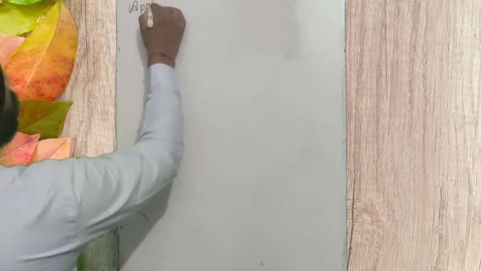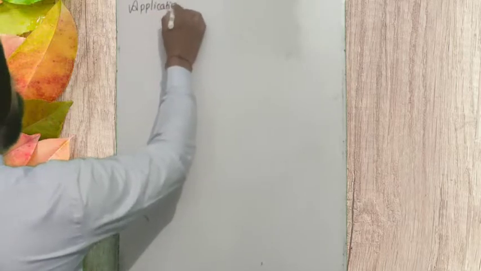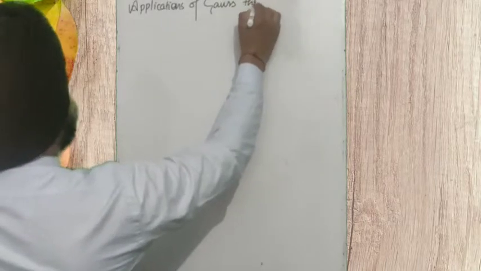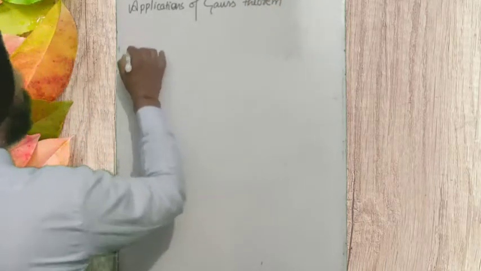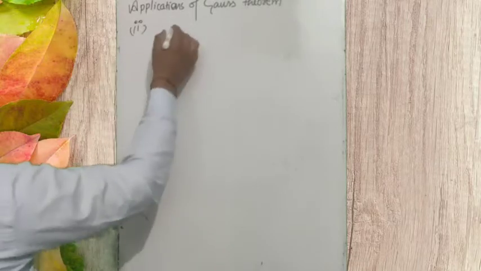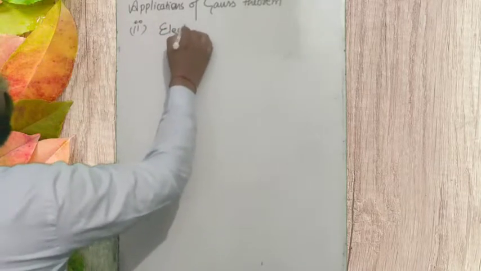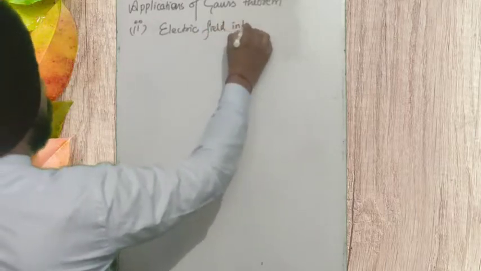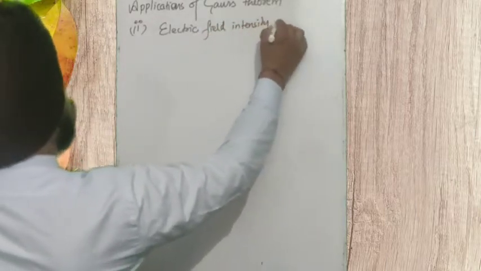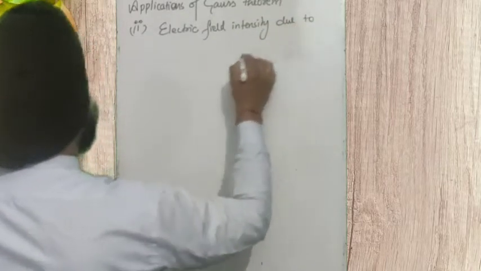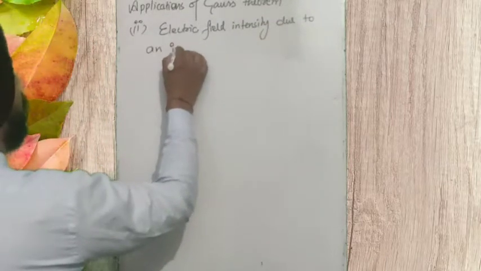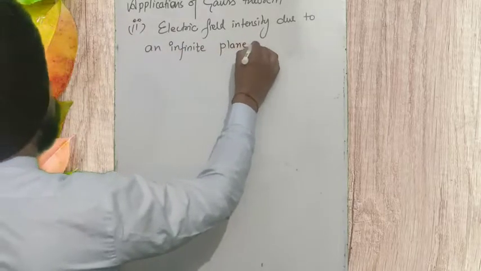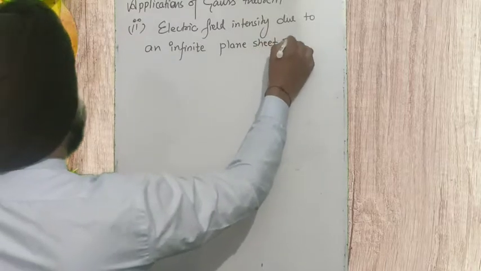So we are studying applications of Gauss theorem, and this is the second application we are going to study: electric field intensity due to an infinite plain sheet of charge.